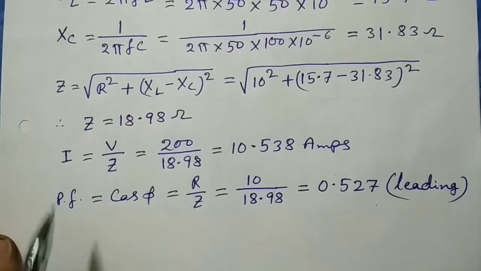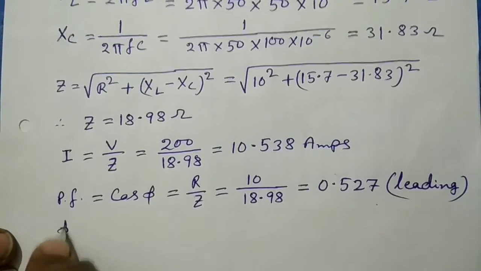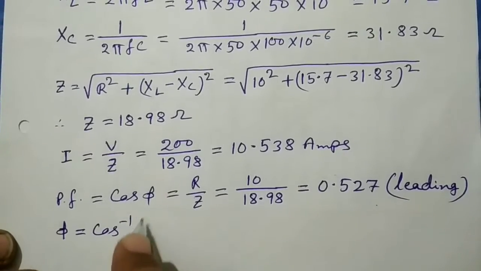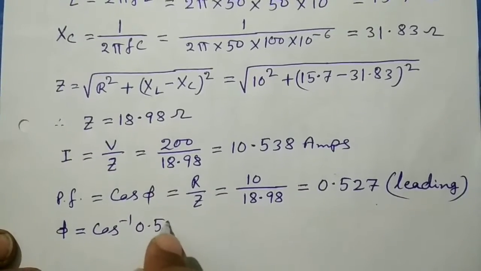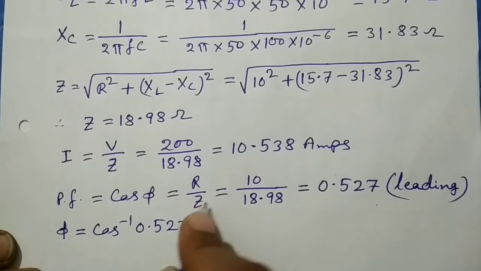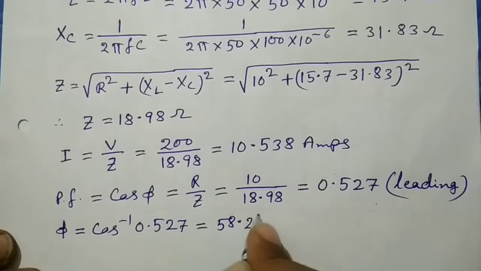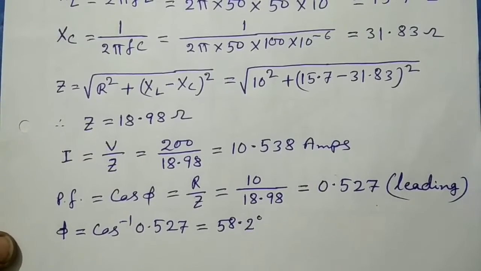Now from this we can find the phase angle phi. It can be written as cos inverse 0.527 and the value will be 58.2 degree. That is the phase angle.